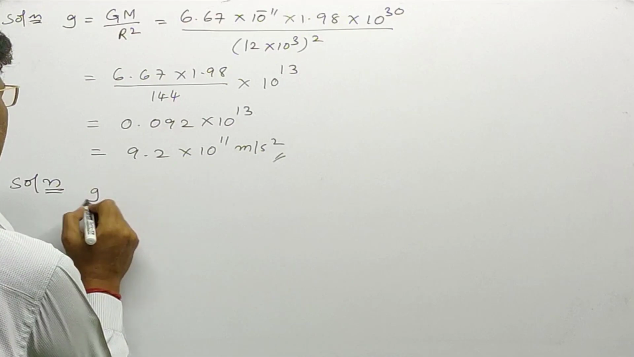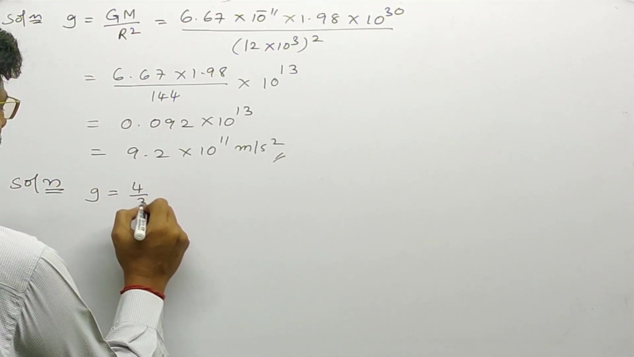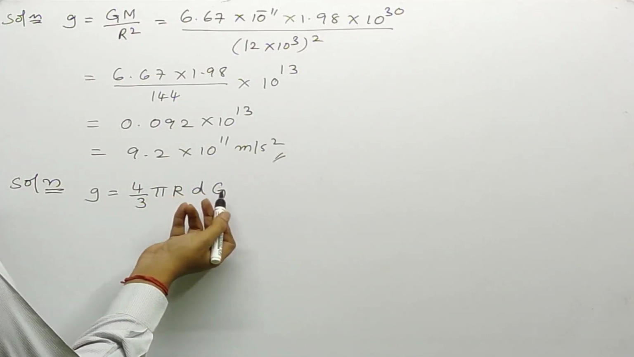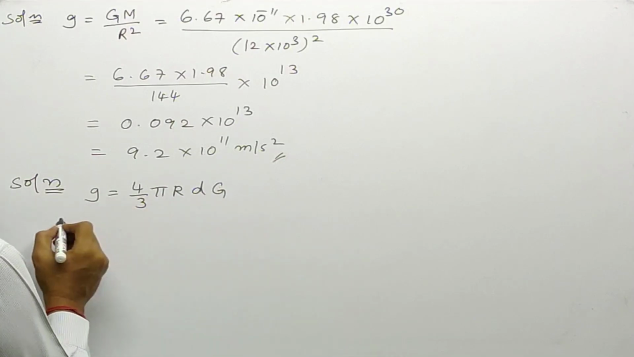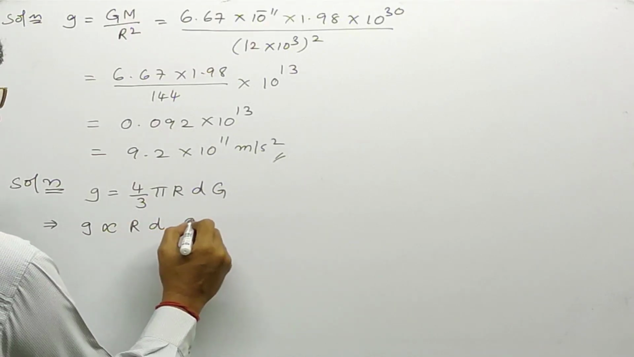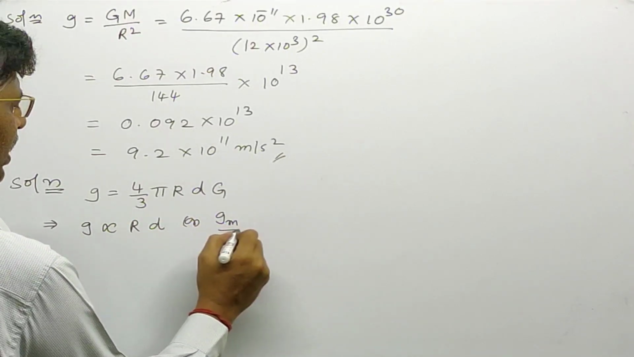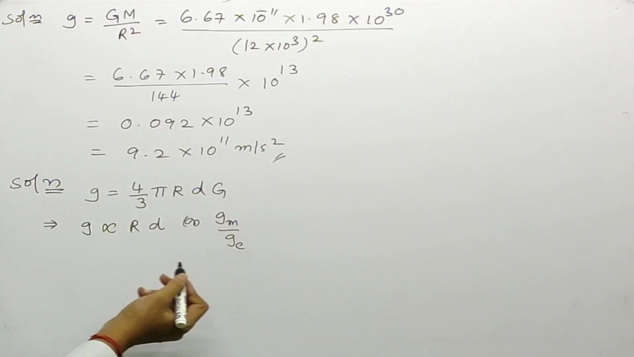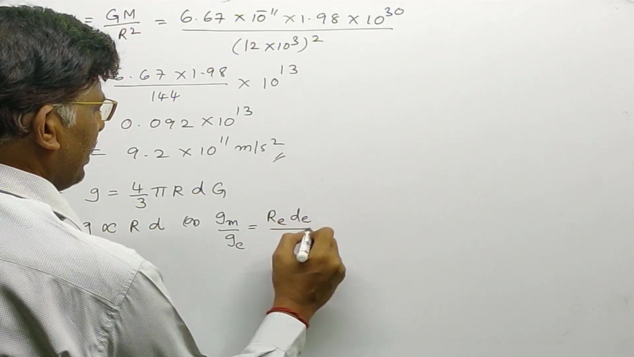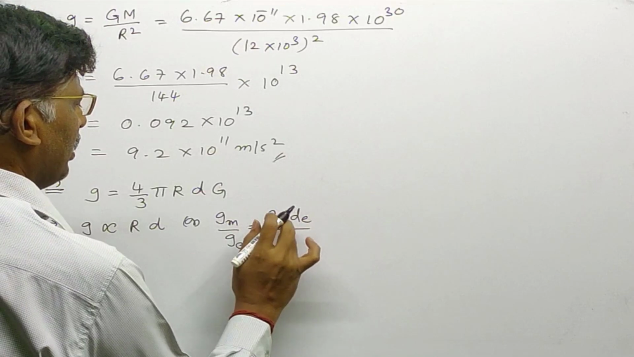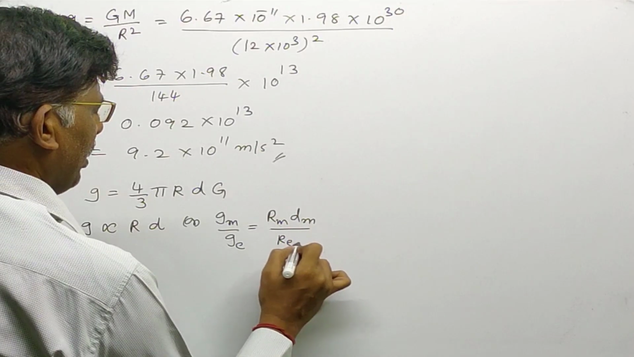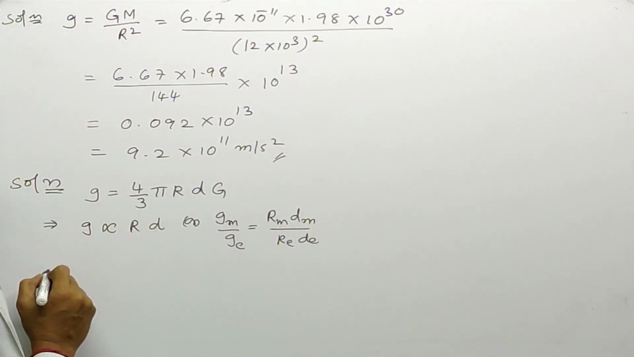We know that acceleration due to gravity small g is equal to 4/3 pi R D G, where D is density, G is the gravitational constant, R is radius. That implies small g is directly proportional to R into D, or gM divided by gE, where M stands for moon and E stands for earth, is equal to RM DM divided by RE DE.